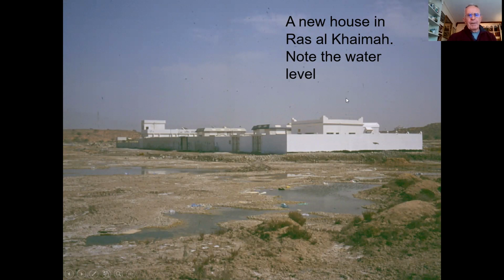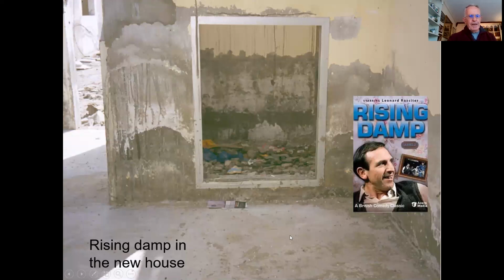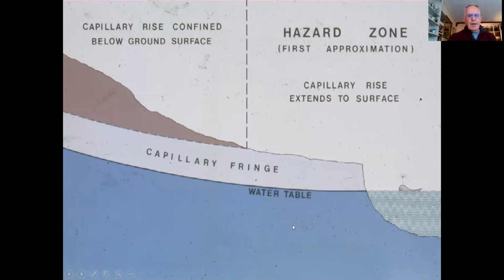Again, Ras Al Khaimah. Note the water level. There's a pad of gravel, and there is a nice new villa built upon it. What a ridiculous place to build. Because inside, there it is, with the rising damp coming up from the groundwater, transporting the salt, getting into the walls, and again, condemned before it was ever completed. So we can advise people where to build and where not to build in desert areas, but the key thing really is to keep away from shallow groundwater areas, because that's where a lot of the salt comes from.